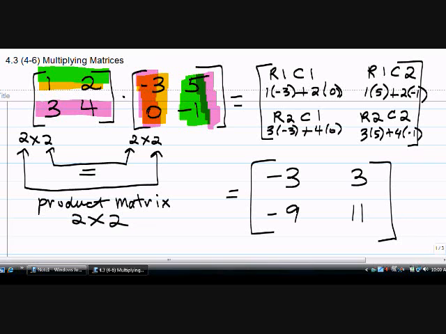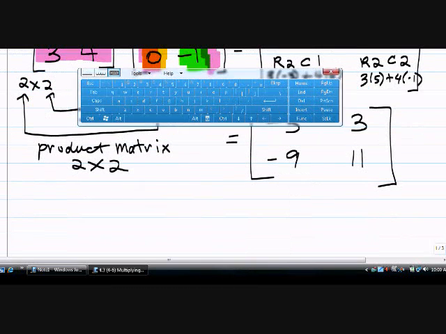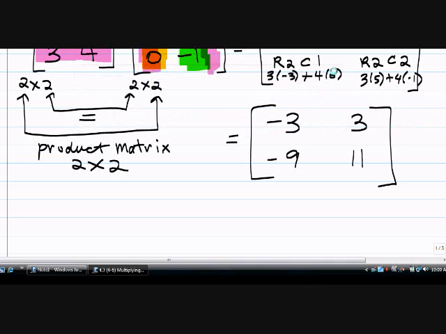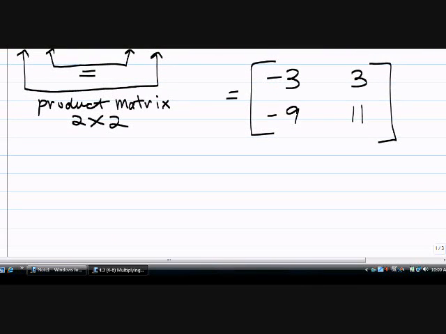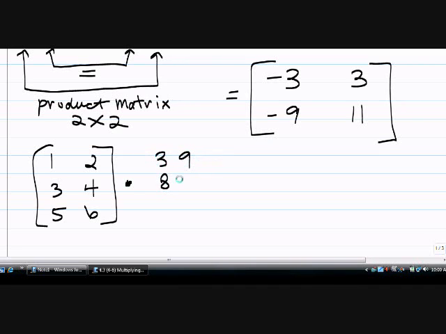Let's do another one. Okay. So let's think of a matrix 1, 2, 3, 4, 5, 6 times the matrix 3, 9, 8, 1, 7, 2.